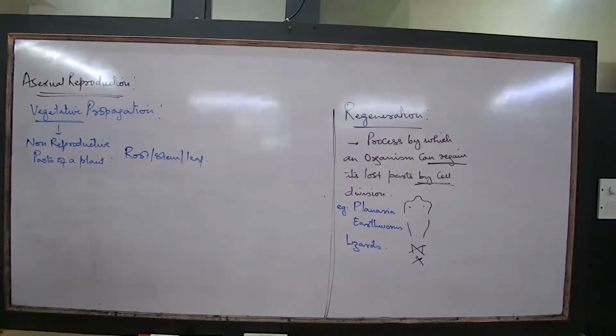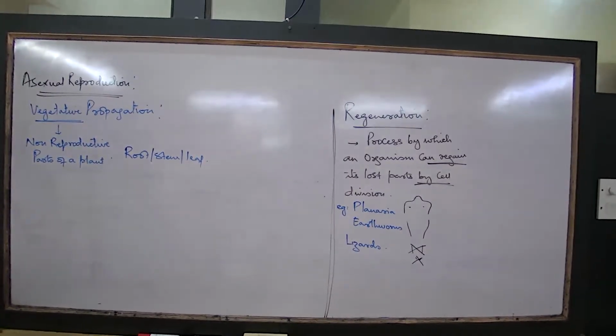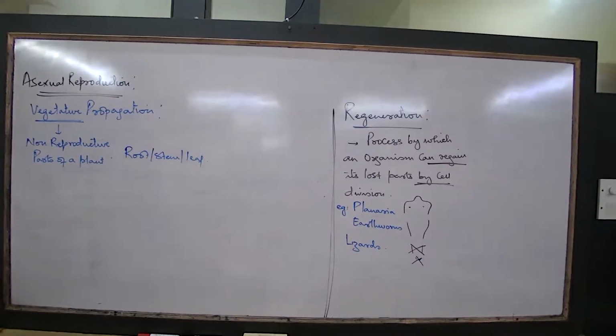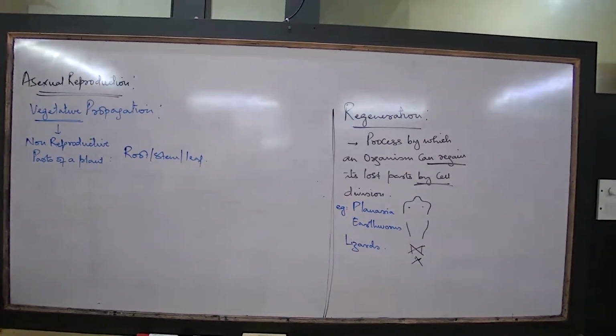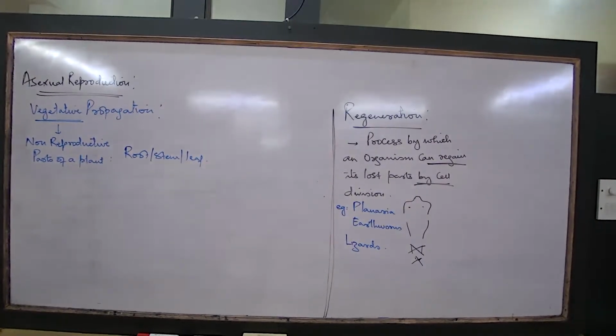Planaria, earthworm, starfishes. Starfish also. Now when we are talking about the concept of vegetative propagation, let us understand the 3 major methods of vegetative propagation. Let us learn those specific methods.